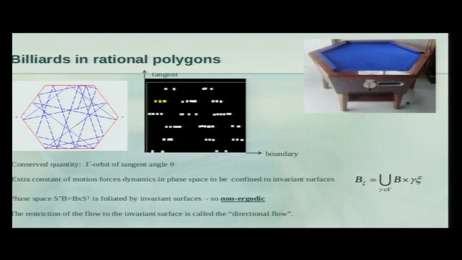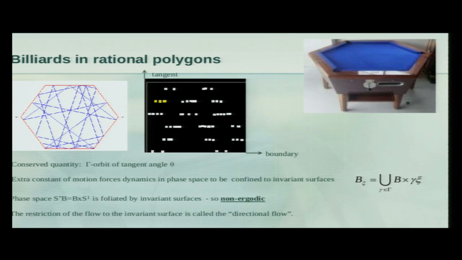When you look at the three-dimensional phase space, the invariant of the motion constrains the motion to lie on a surface. But unlike the case of the ellipse or the rectangle, the surface is not a torus, but a higher genus thing. For the hexagon, it's not a torus. So unlike the case of a rectangle or an ellipse, where the invariant surfaces are tori, meaning they have genus 1, here the invariant surfaces have higher genus.